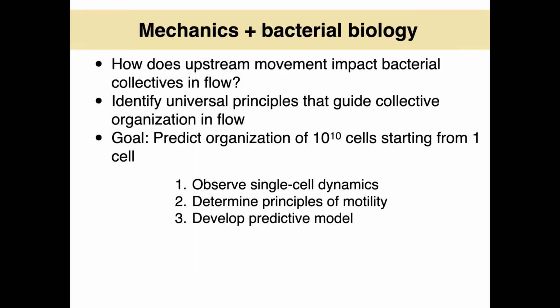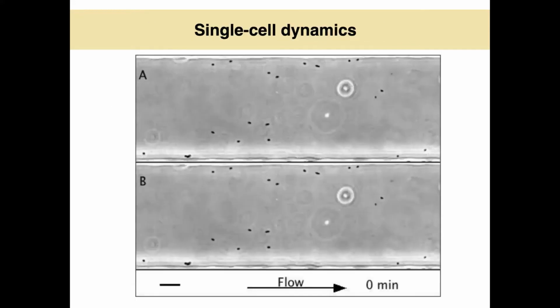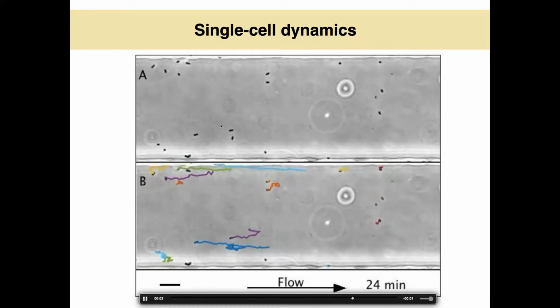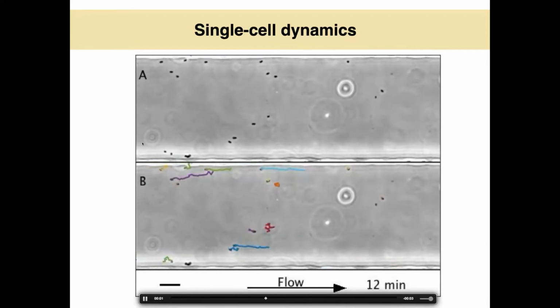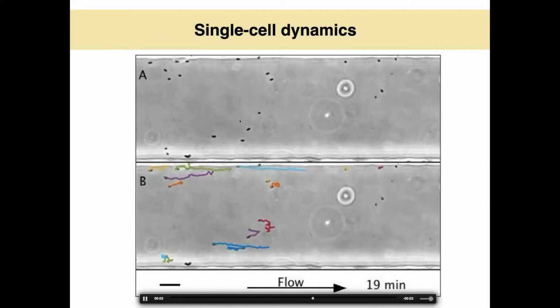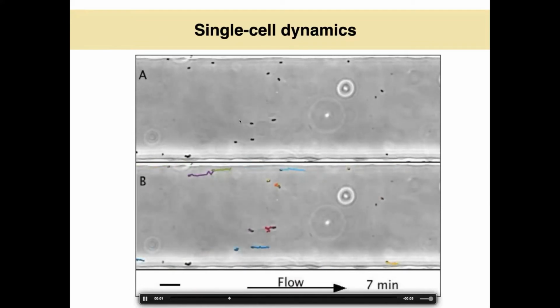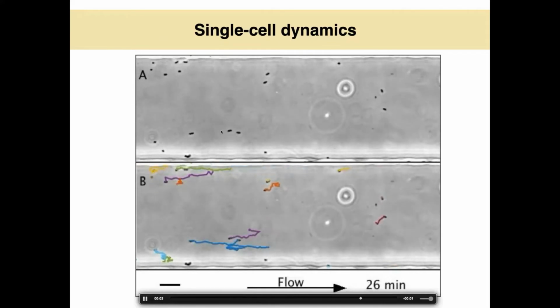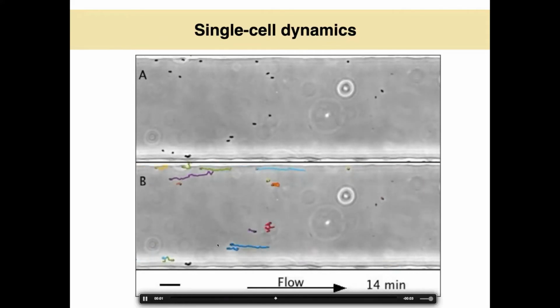The way we're going to do this is by observing dynamics at the single cell level. We're going to use optical microscopy, try to write down some equations and make a predictive model, and we're going to use principles of motility to do that. Here we're looking at Pseudomonas, these little dots here. The flow is going from left to right, and there's media flowing over, but the bacteria are on the surface crawling upstream in the opposite direction, okay? You can see that most of the bacteria are moving upstream.